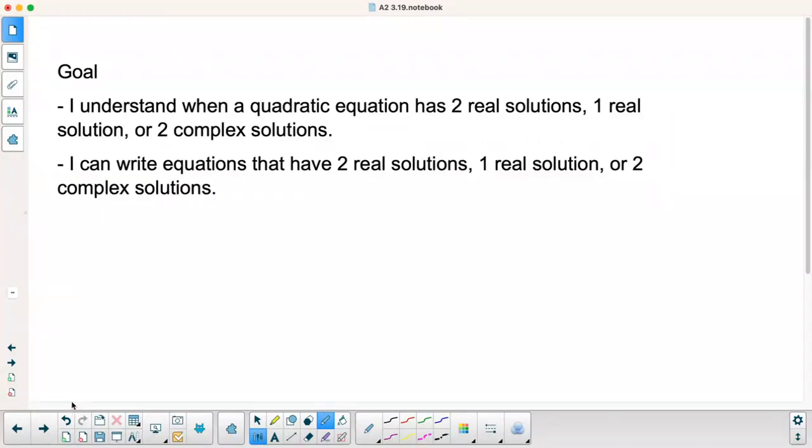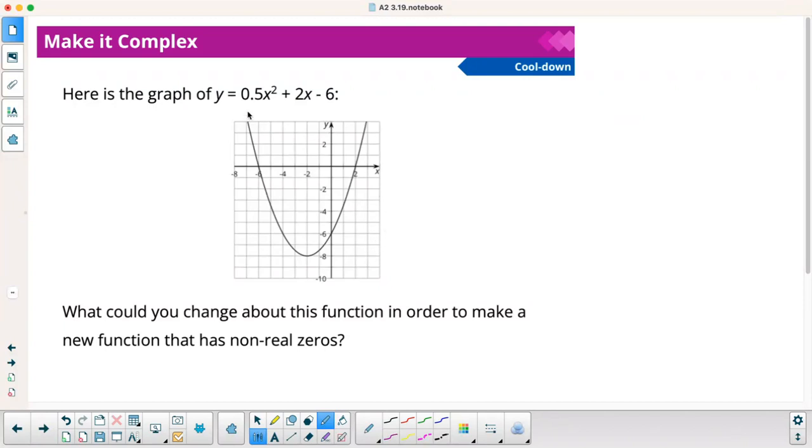Only real solutions. All right, so the goal: understand when a quadratic equation has two real solutions, one real solution, or two complex solutions. I can write equations that have two real solutions, one real solution, or two complex solutions. I think we're in pretty good shape with that. So the last one here.